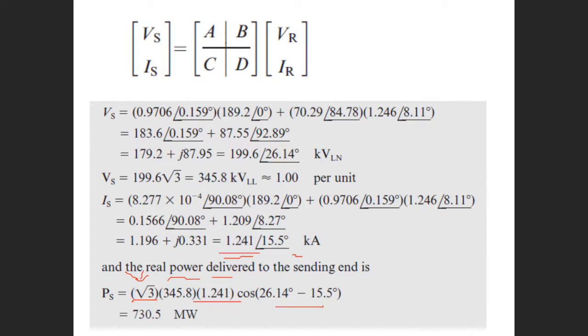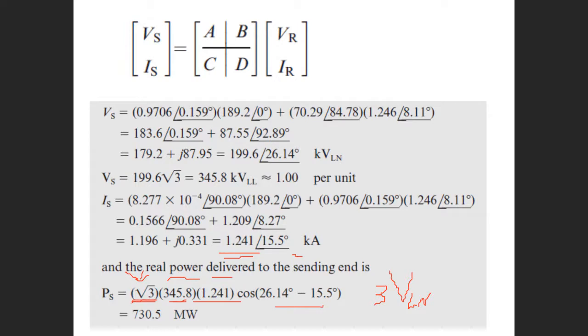So please don't be confused with where we use the square root of 3. The square root of 3 is multiplied to line to line if we want to find the three phase. 3, not square root of 3, times the V line to neutral, if we want also three phase. Okay, to find the total three phase.